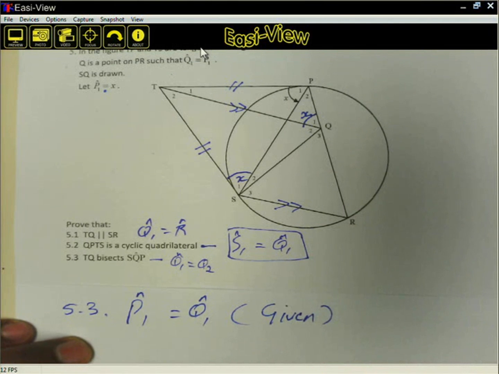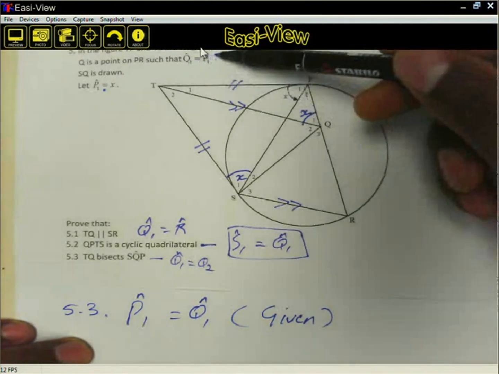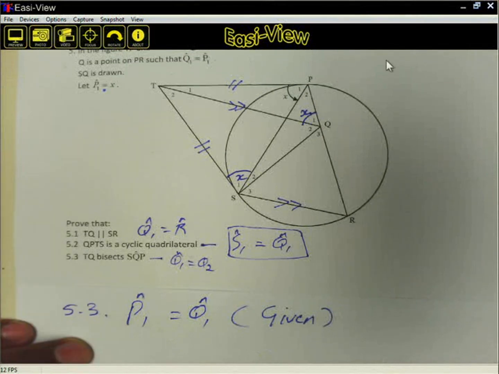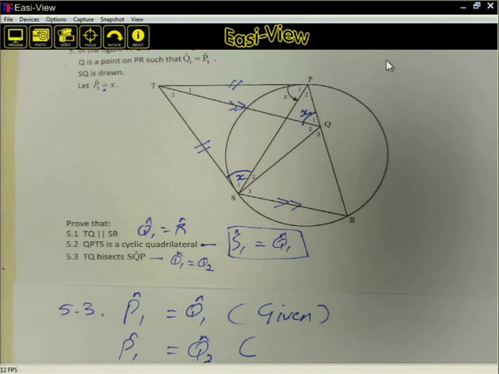This was given. Remember here, angle P1 is equal to Q1. This was given. Then look at angle P1 is equal to angle Q2. Think of the reason. Why do we say angle P1 is equal to angle Q2?